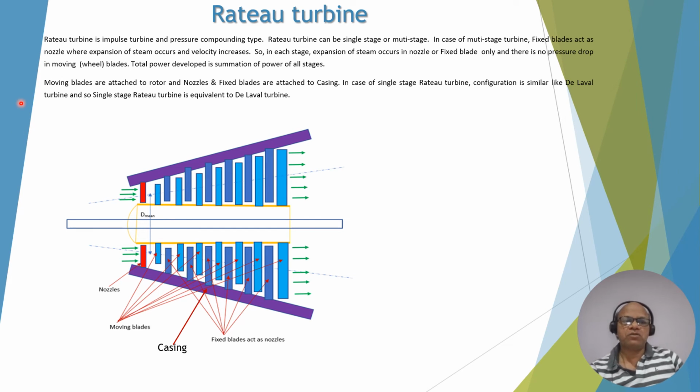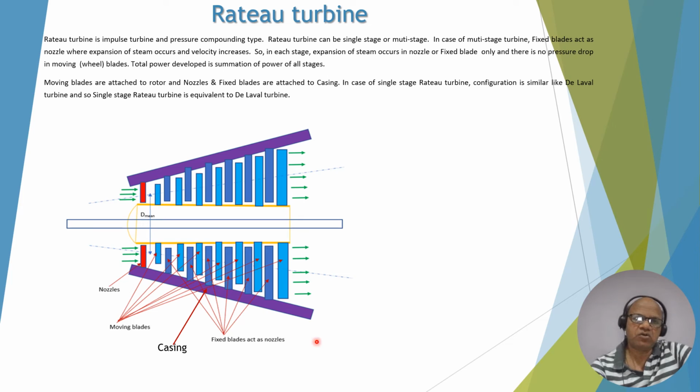Moving blades are attached to the rotor, and nozzles and fixed blades are attached to the casing. In the case of a single stage Rateau turbine, the configuration is similar to the De Laval turbine. So a single stage Rateau turbine is equivalent to the De Laval turbine.